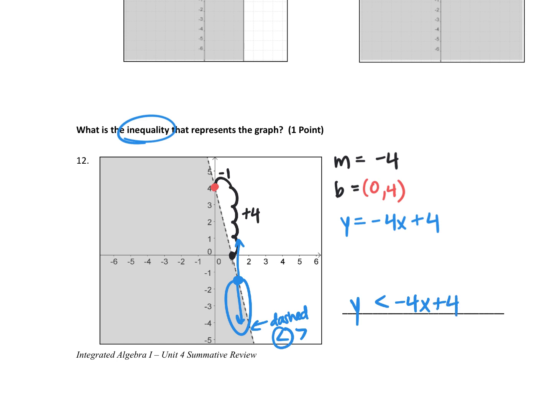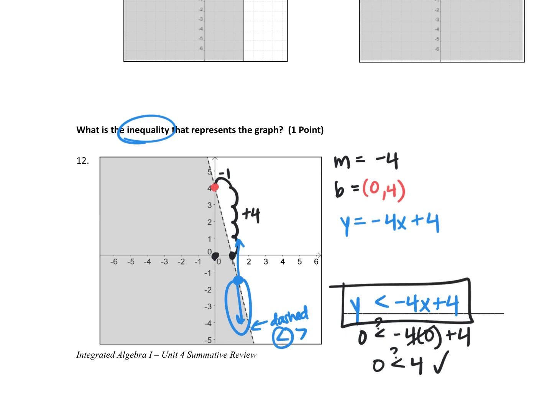And I can check that by picking a point. 0, 0 is in this shaded region, so it's easy to plug in. Well, is 0 less than negative 4 times 0 plus 4? Well, 0 is less than, this would become 0, 4. Is this true? Yes, it is. So we do know that we shaded on the correct side. So that would be your inequality for your graph.